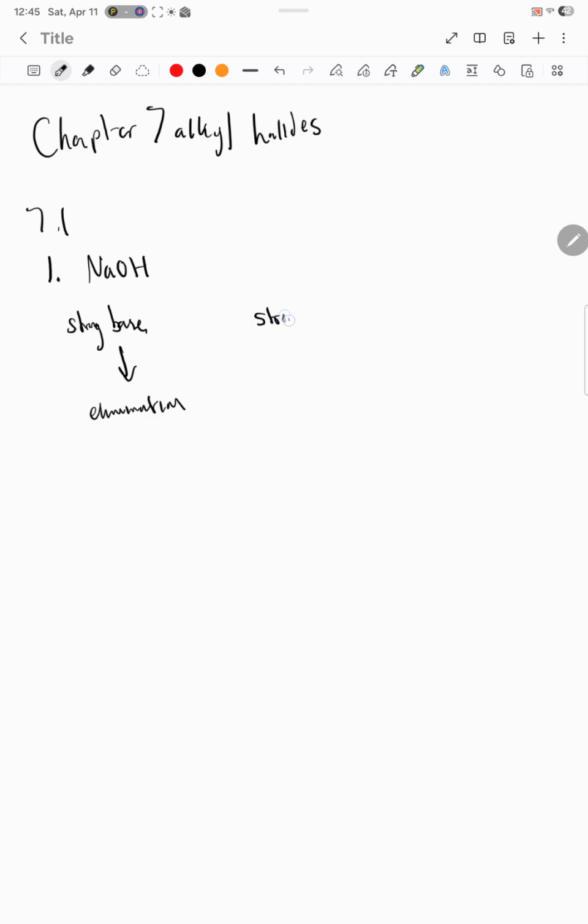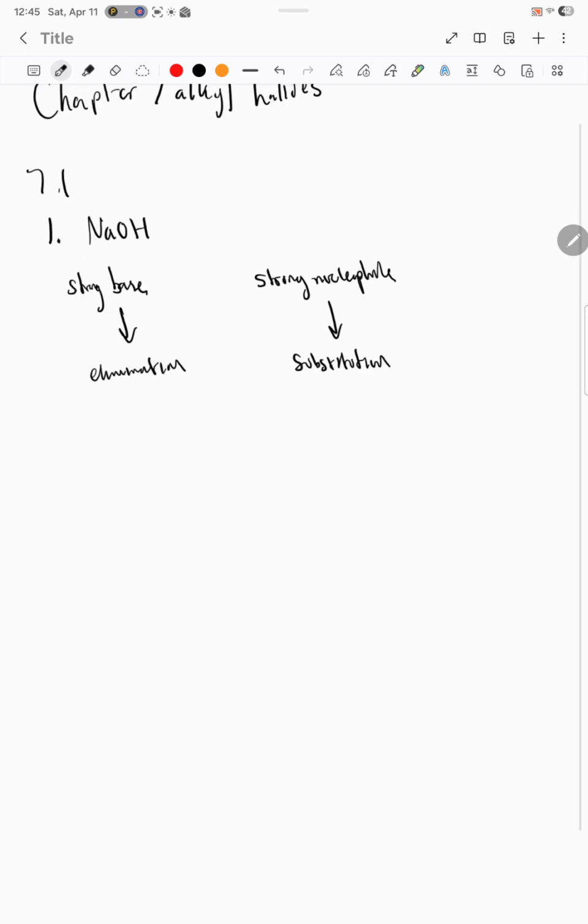And what do we know about strong nucleophiles? Nucleophiles are used for substitution reactions. So we need to answer, is NaOH a strong base or a strong nucleophile? Well, it turns out it's both. And so following that, to answer what are good substitution and elimination reagents, we need to know what are good leaving groups.